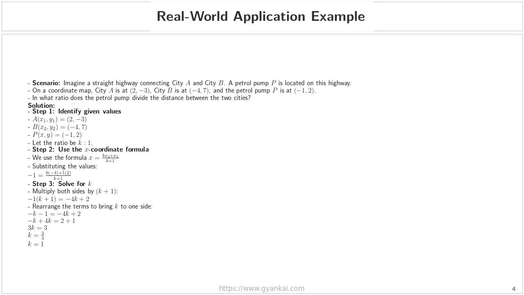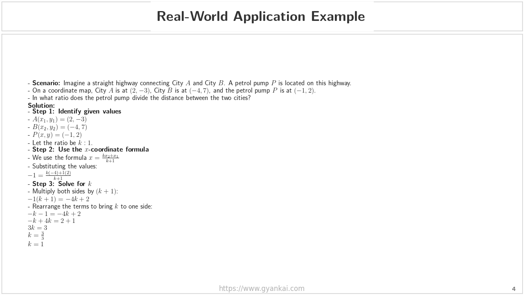Step 3. Now, we solve the linear equation for k first. We multiply both sides of the equation by the denominator, k plus 1. This gives us -1 times the quantity k plus 1 equals -4k plus 2. Distributing the -1, we get -k minus 1 equals -4k plus 2.